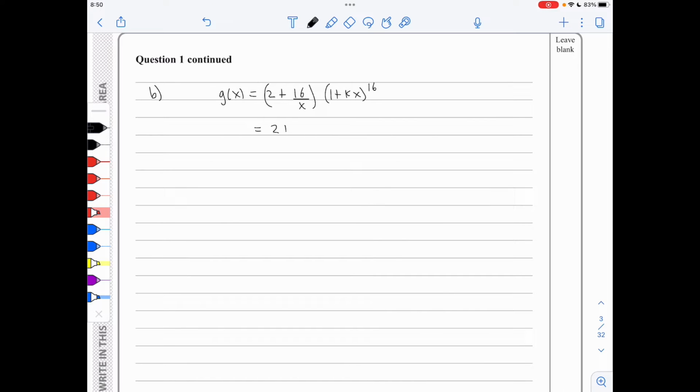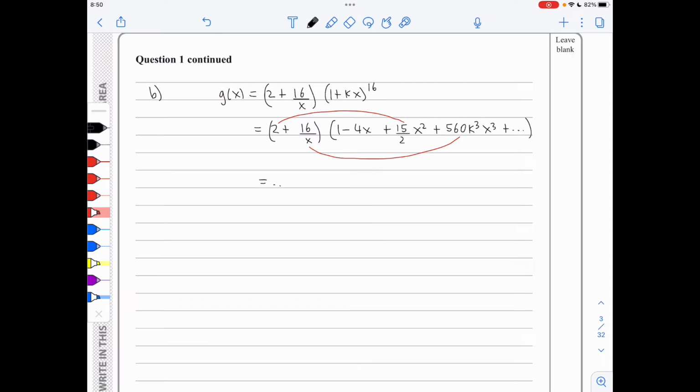I will use my expansion for the (1 + kx)^16. It's 1 - 4x + 15/2 x² + 560k³x³ + dot dot dot. And so the term in x² will arise from the multiplication of the 2 with x² and the 16 over x with the x³ term. So these are the two combinations that will contribute towards the x² term.